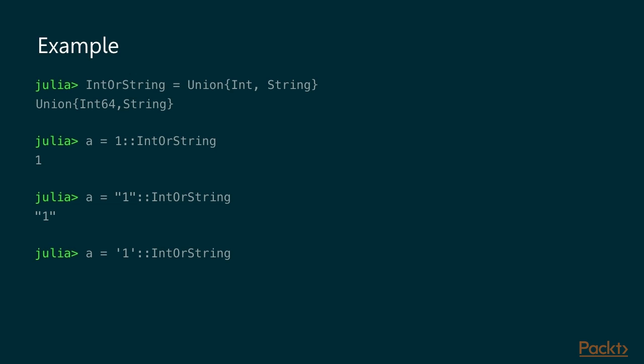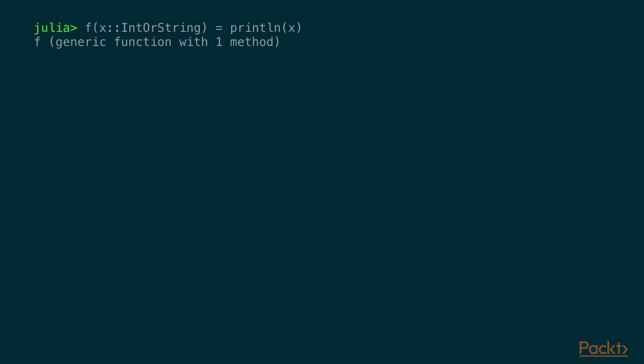This is not going to work because a Char, of course, is not a String or an Int, and so we get a type assertion error. And Julia says it was expecting a Union of Int or String, but instead it got a Char. And this is not limited to type assertions. We can also use it for type annotations when defining a function. So here I've got a function f taking an argument x, which we want to be either a String or an Int, and then it's going to print that out to the console.